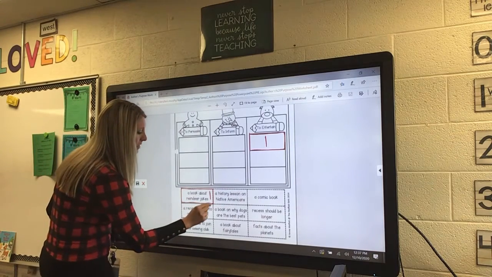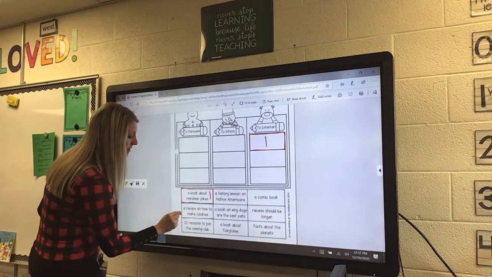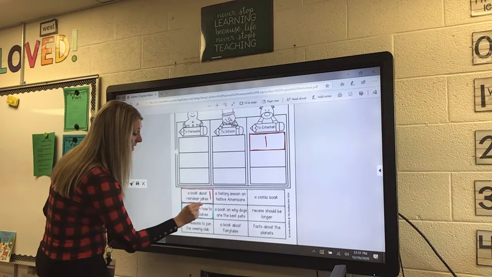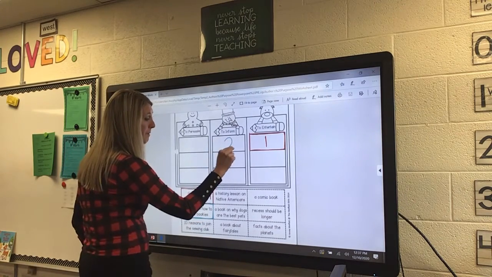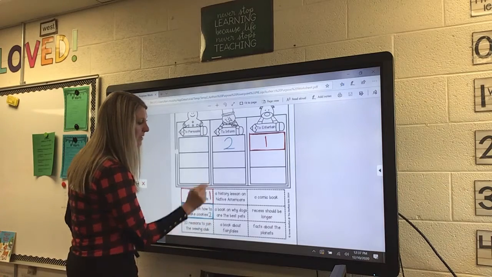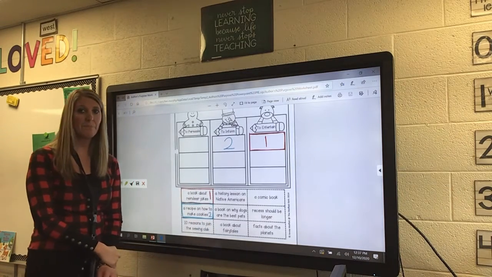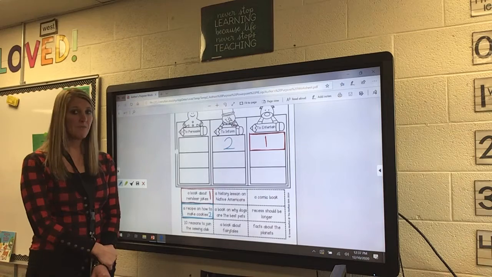So I'm going to trace this one in blue. And this one is going to go under inform, which is, I'm going to put a 2, so they match. This is the second one, and a 2 there. Pause the video if you need to.